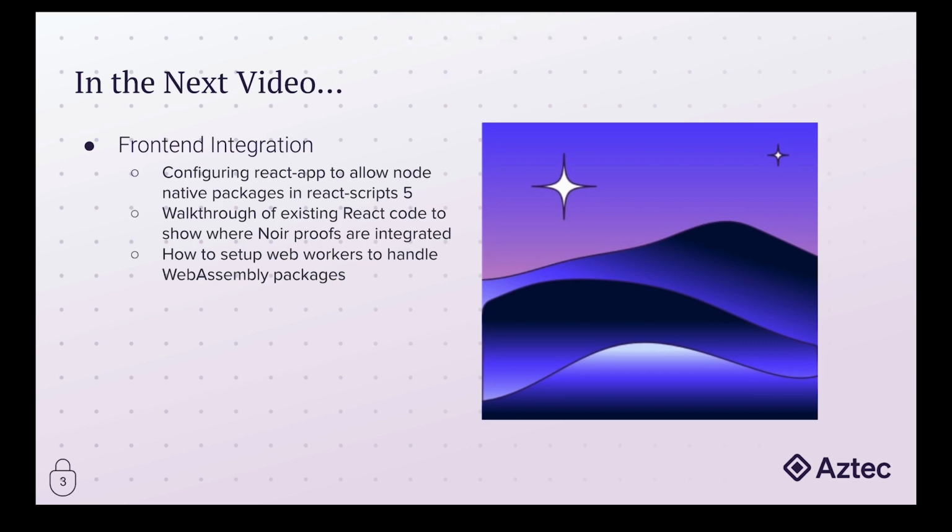The next video is going to mark a conclusion to the series. We're going to look at where our proofs integrate into a front-end application built in React. This is going to involve a walkthrough of how to set up a React app so that Node native packages are usable inside React Scripts 5. We're going to do a walkthrough of the React code and show where our Noir proofs are integrated.